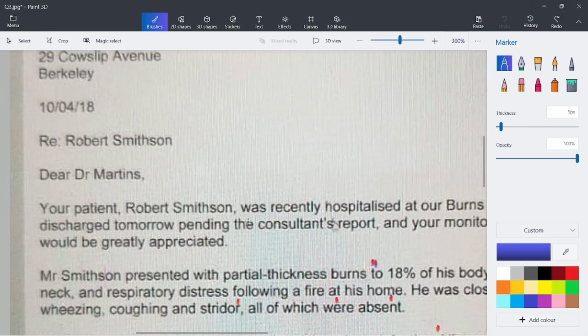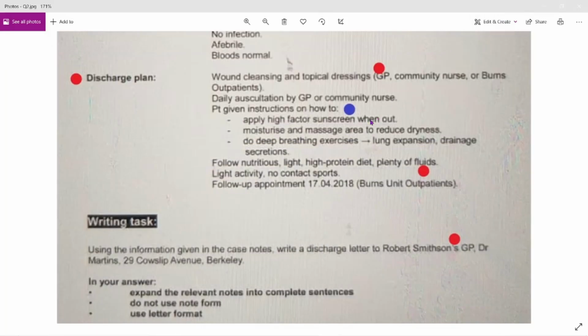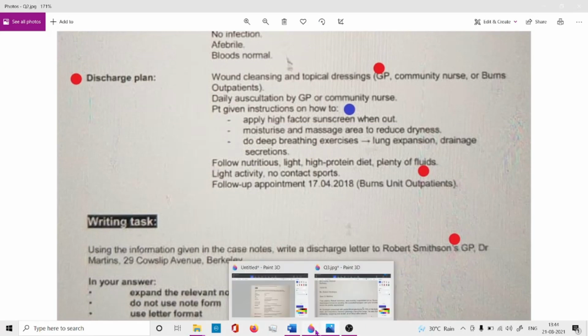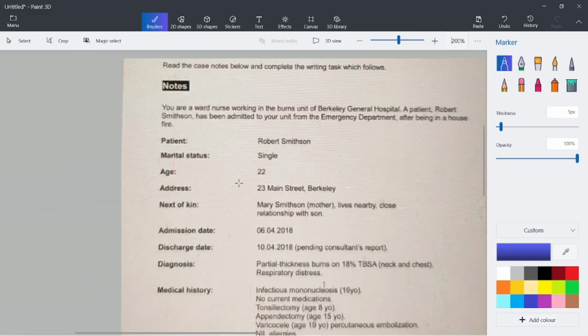See, instead of update and all, everything you already write, your patient's name was recently hospitalized. So they directly start by writing your patient and the name has been mentioned. So these are the several ways in which you can update the information for a known case. Now I will take a question and discuss the further details with you. So we can learn the questions together.